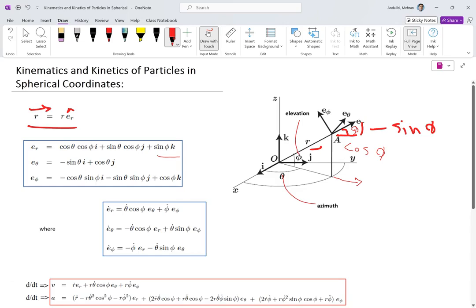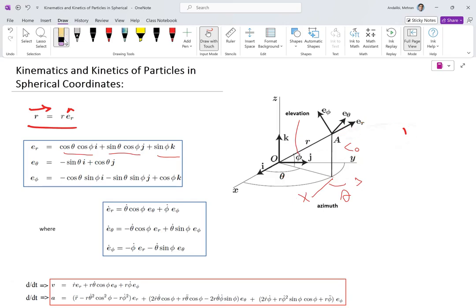Now that cosine phi has this angle theta with respect to the x-axis. So when you project that cosine phi component along x, you have to also multiply it by cosine of theta, so it's cosine phi cosine theta. And for y, the cosine phi component has to be multiplied by sine of theta, so you get cosine phi sine theta in the j direction. So it's completely obvious how you get the e_r components.